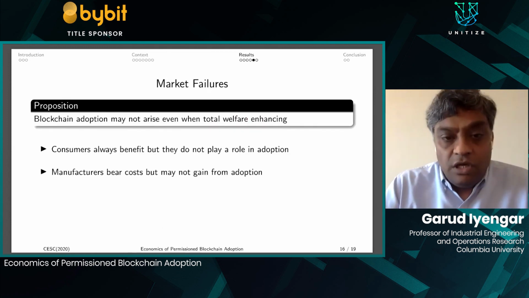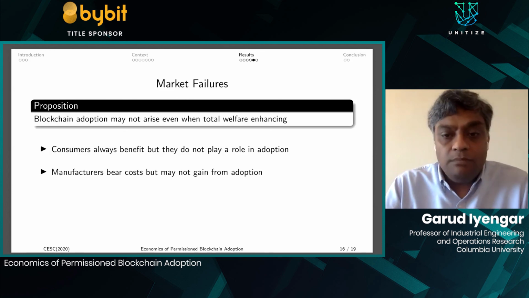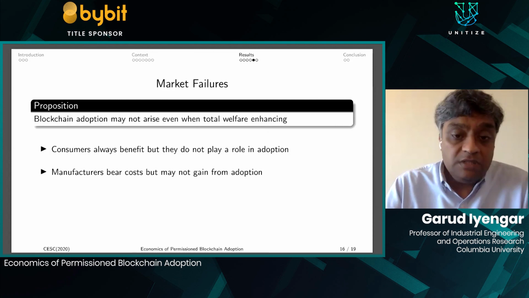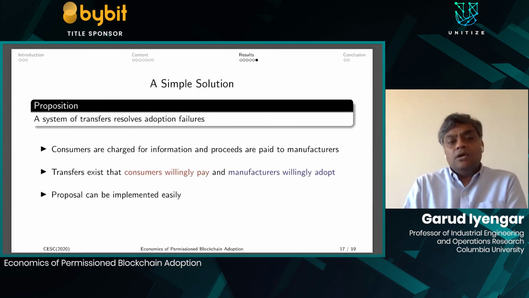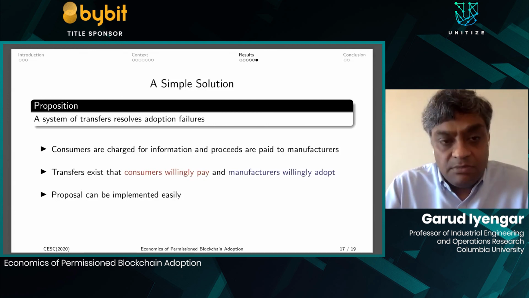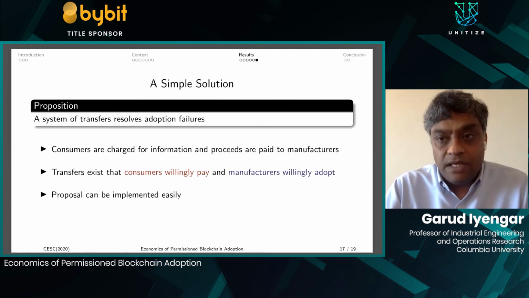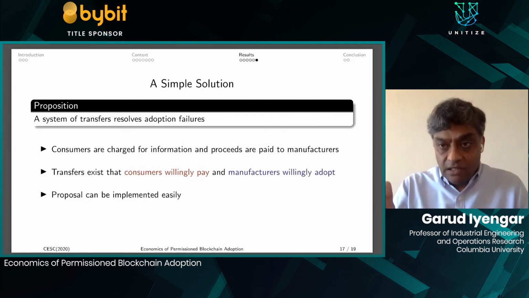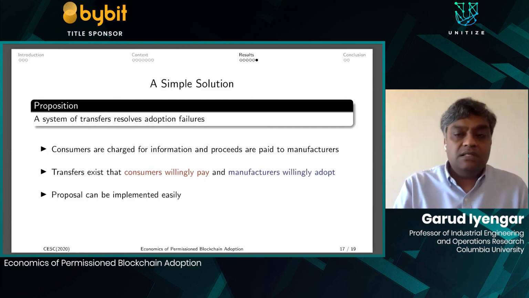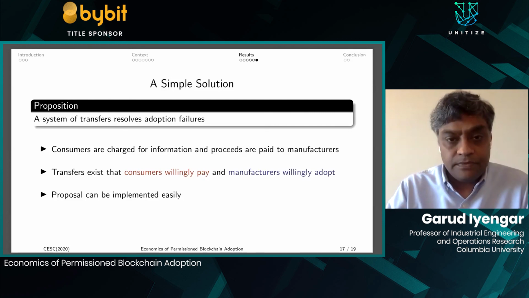As we said, blockchain adoption may not arise even when total welfare is enhanced. This happens because consumers always benefit, but they do not play a role in adoption. Manufacturers bear costs, but do not gain from adoption. And that's what we call a market failure. We have designed in the paper a system of transfers that can be charged to consumers and paid to the manufacturers to make this happen. So whenever all the economic conditions lead to blockchain adoption at a societal level, we can design a transfer that can make this happen even at the individual level, so that manufacturers are happy and consumers are happy.